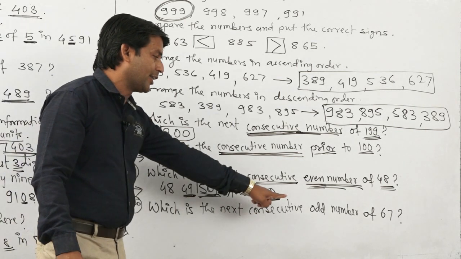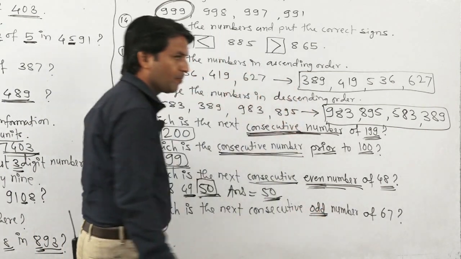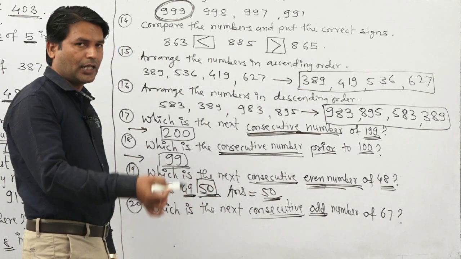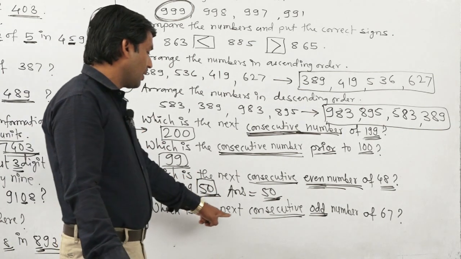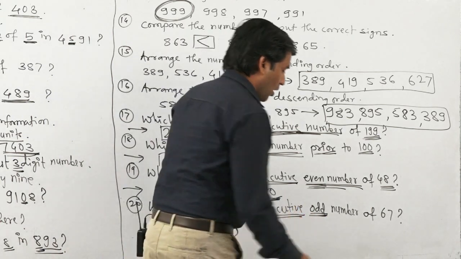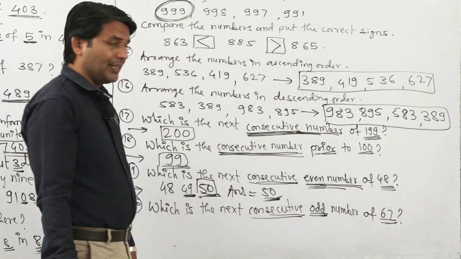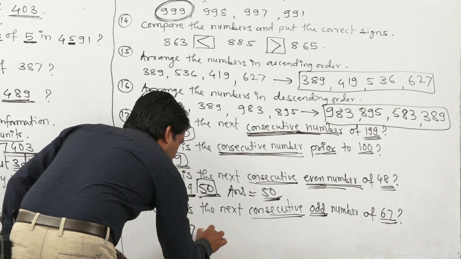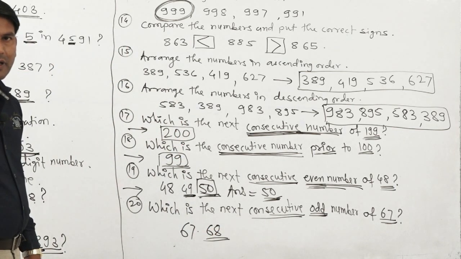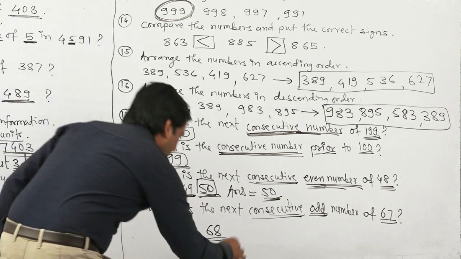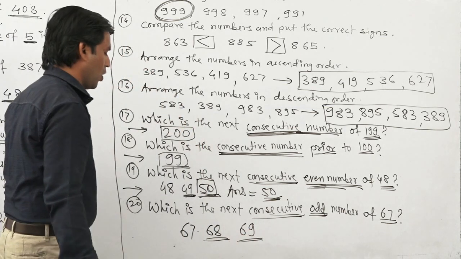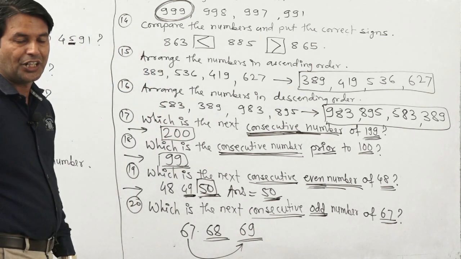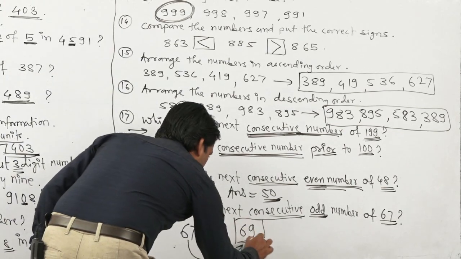Which is the next consecutive odd number? We have to find out an odd number here. As I told you, consecutive means nothing but the numbers which occur serially or continuously. Okay. So which is the next consecutive odd number of 67? Again, the next consecutive number of 67 is 68. But it is not an odd number. It is an even number. So our answer will be 69. It is an odd number. 67 के बाद next आने वाला odd number रहेगा 69. So this will be our answer.